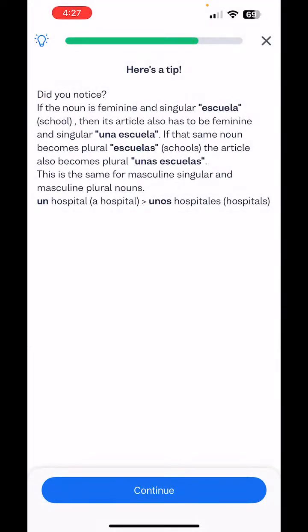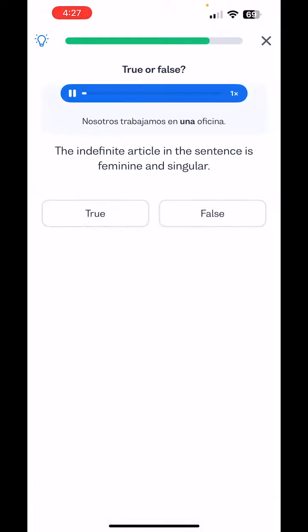All right. Did you notice if the noun is feminine and singular, escuela, then its article also has to be feminine and singular, una escuela. If that same noun becomes plural, escuelas, the article also becomes plural, unas escuelas. This is the same for masculine singular and masculine plural nouns. Un hospital, unos hospitales.